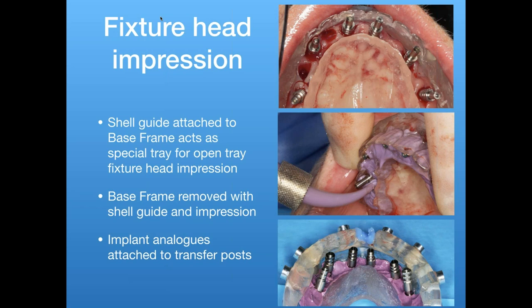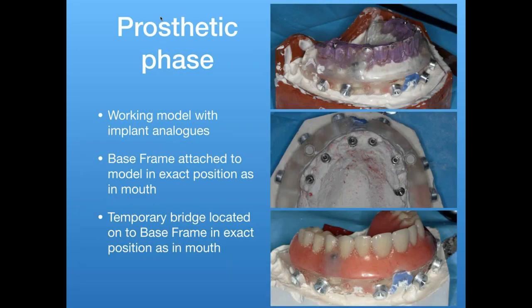Implant analogues are then attached to the transfer posts, and the working model is created with the implant analogues bedded into the plaster of Paris and the base frame attached to the model in exactly the same position as it is in the mouth. This gives us an ability now to transfer the temporary bridge back onto the model in exactly the same position as it was in the mouth, clicking down onto the base frame.